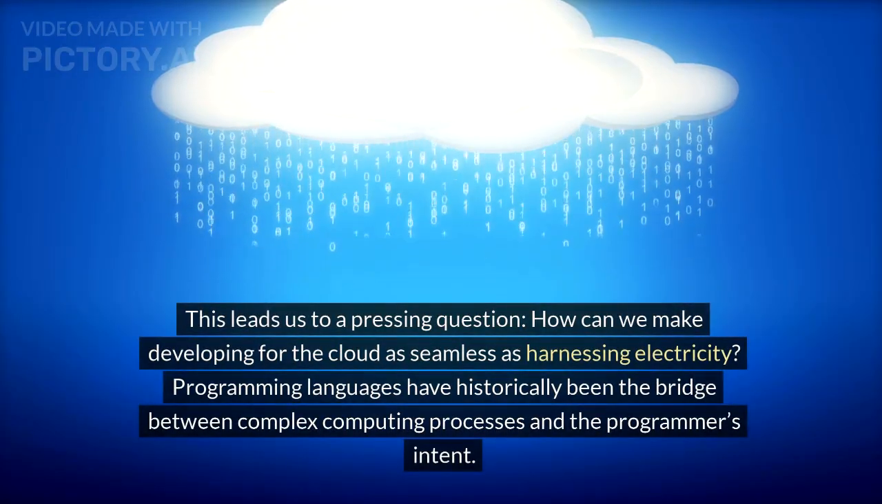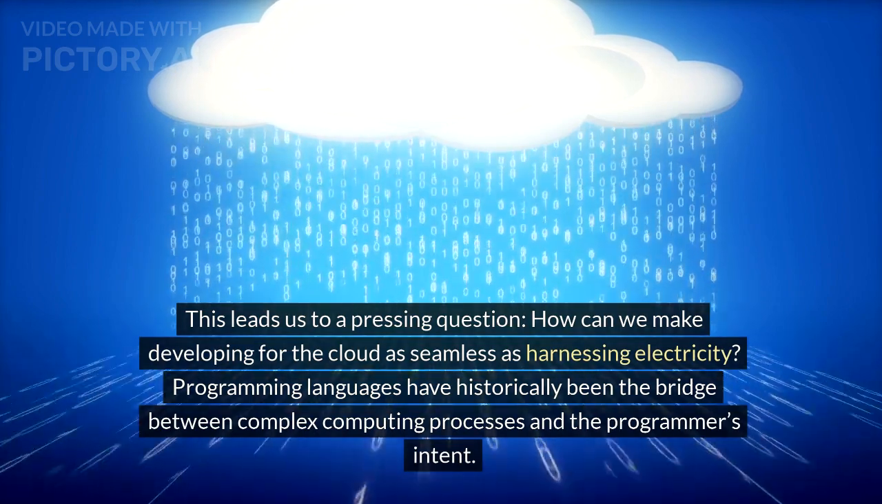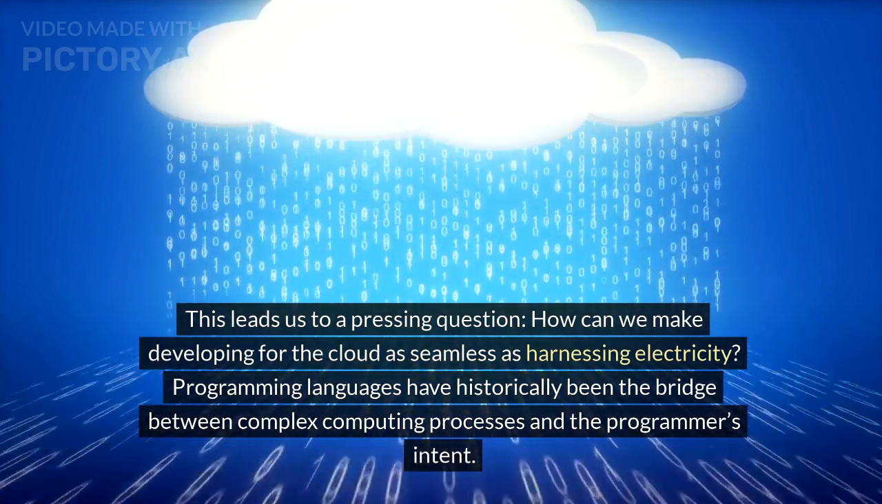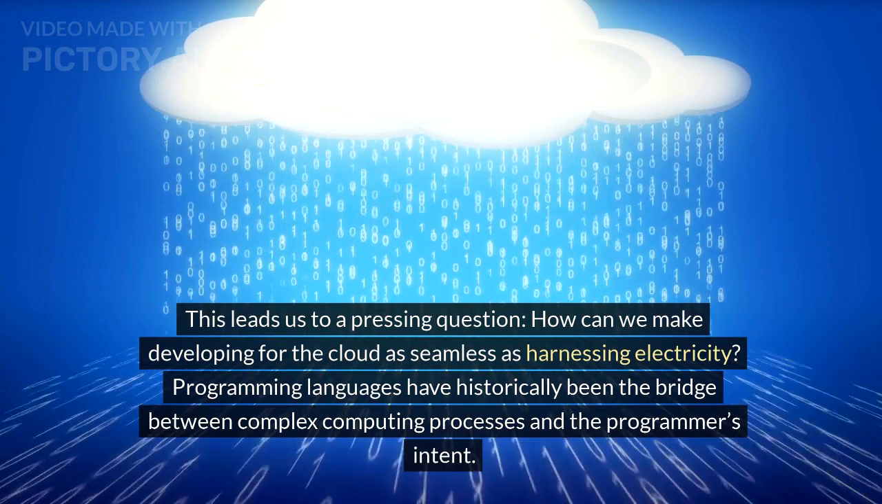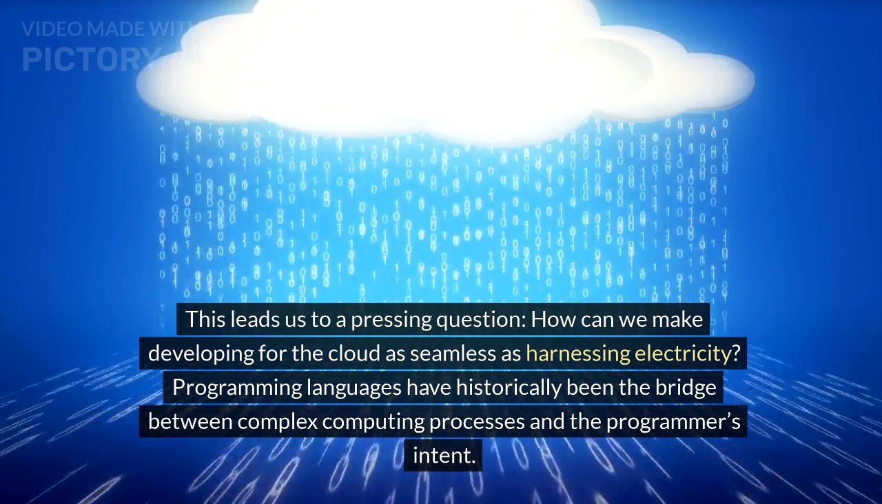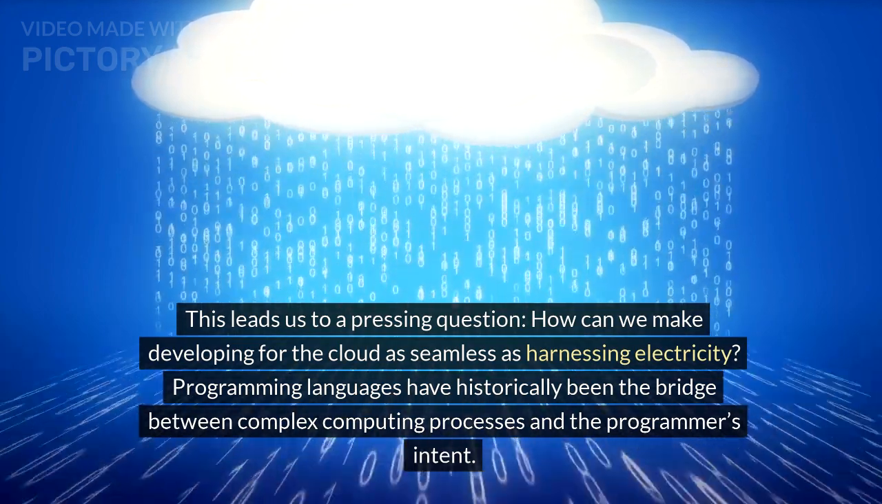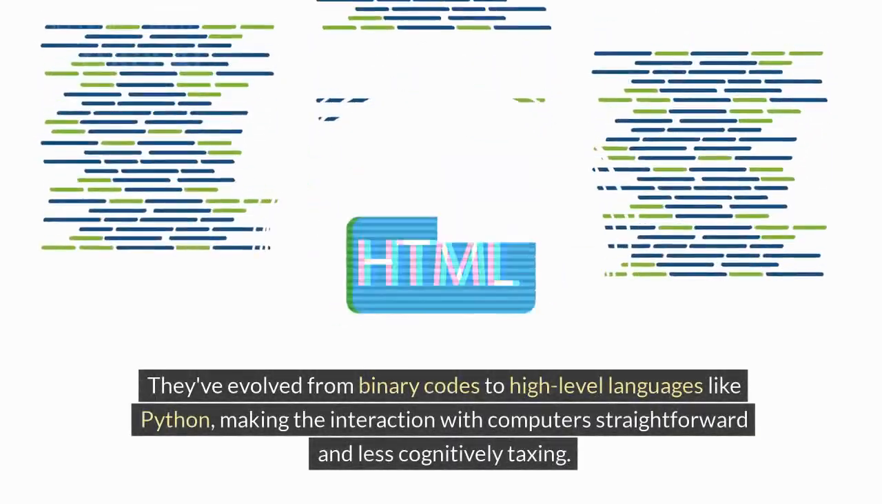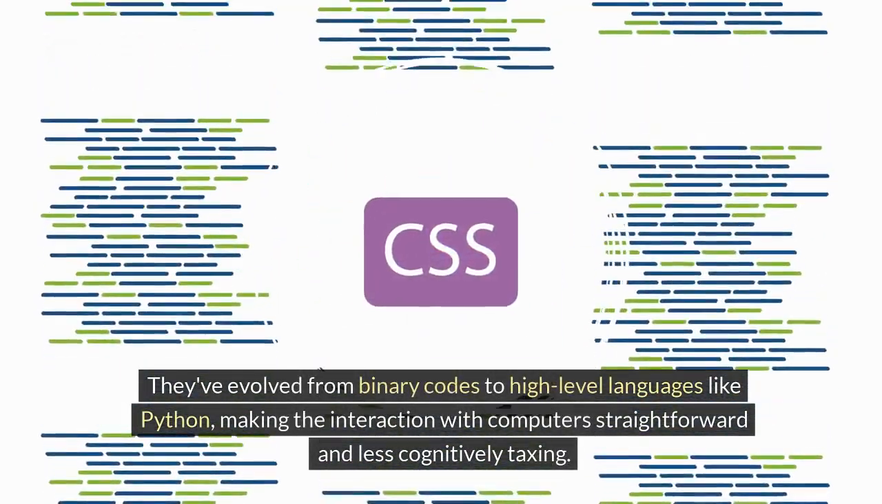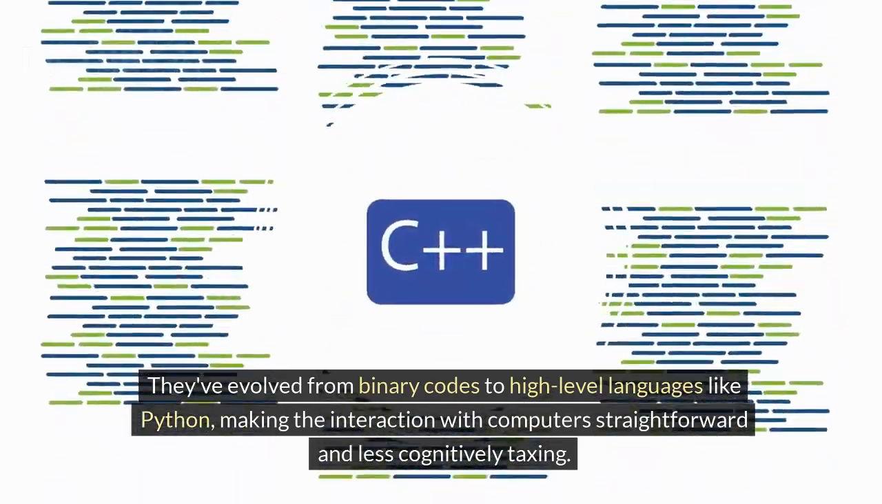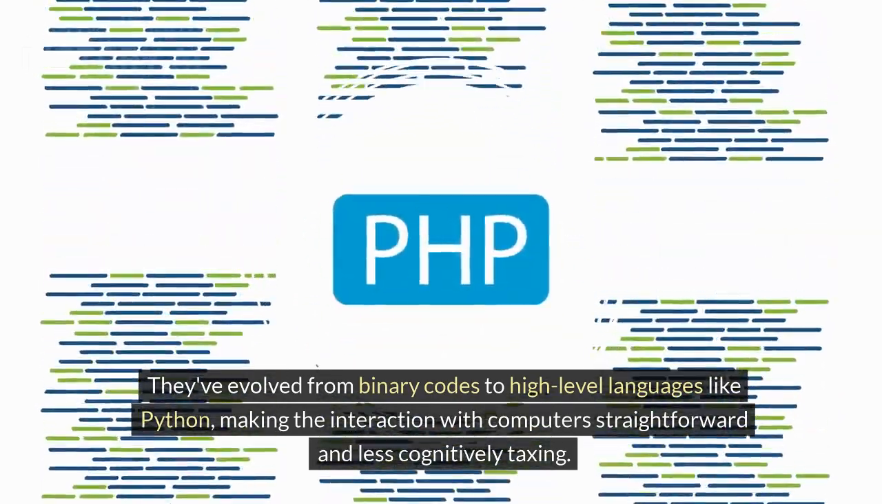This leads us to a pressing question. How can we make developing for the cloud as seamless as harnessing electricity? Programming languages have historically been the bridge between complex computing processes and the programmer's intent. They've evolved from binary codes to high-level languages like Python, making the interaction with computers straightforward and less cognitively taxing.